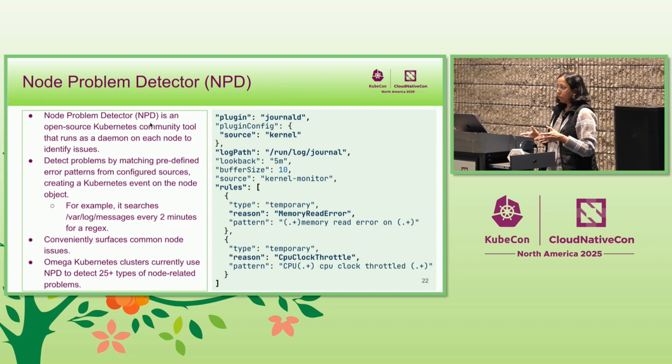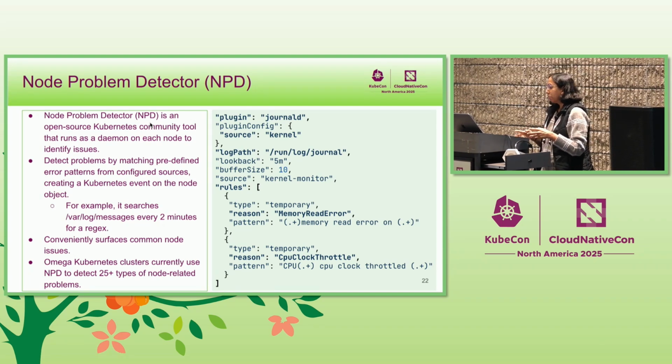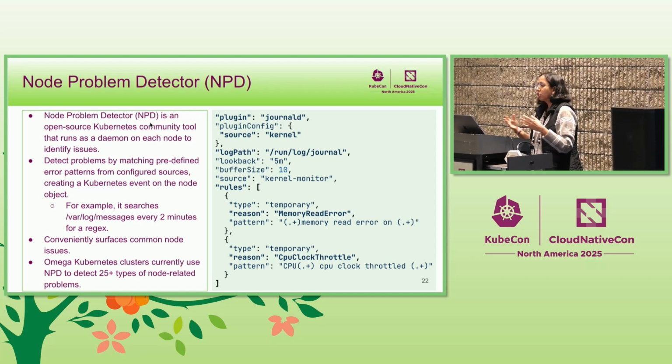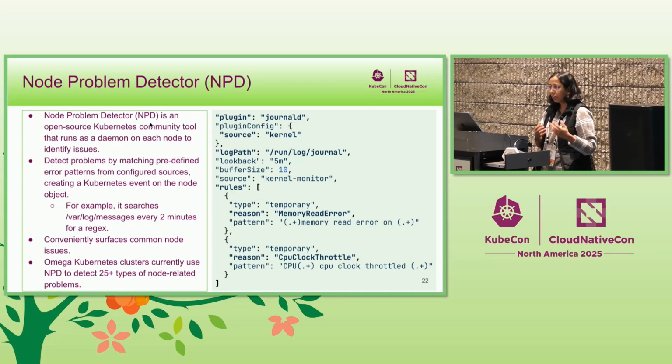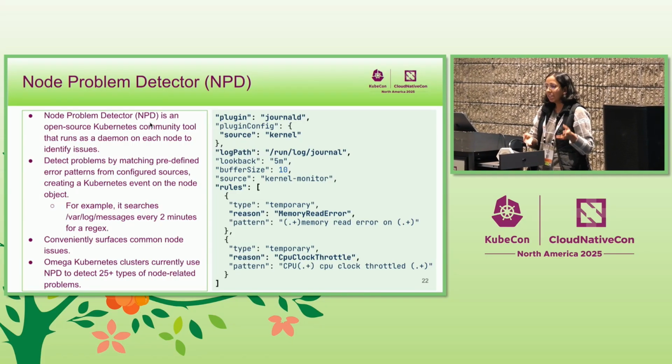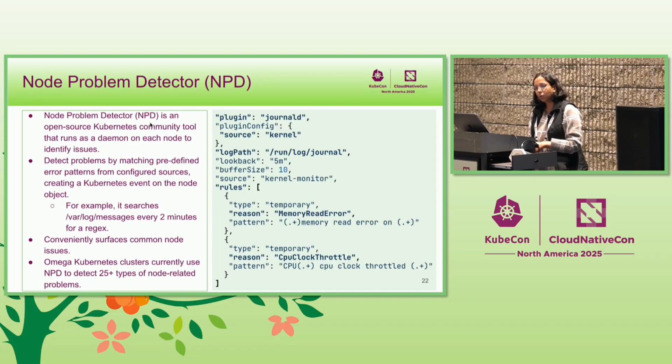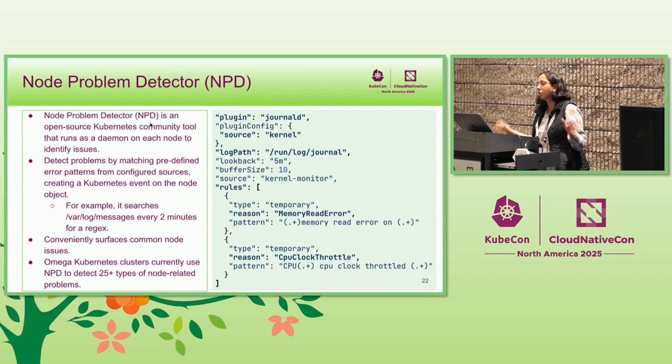Once it detects this pattern, and by the way, it detects this pattern based on either your var log messages or journalctl, whichever plugin you use on the Linux system, and let's assume it has detected the issue, it creates the Kubernetes event object for that particular node. Today, we are using node problem detector at Yahoo to detect 25 plus different node issues.